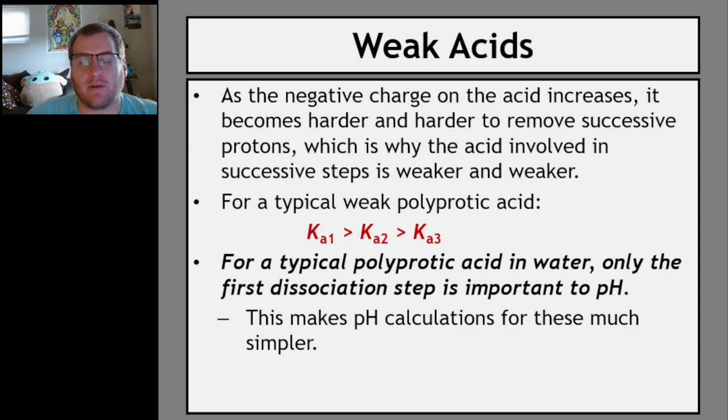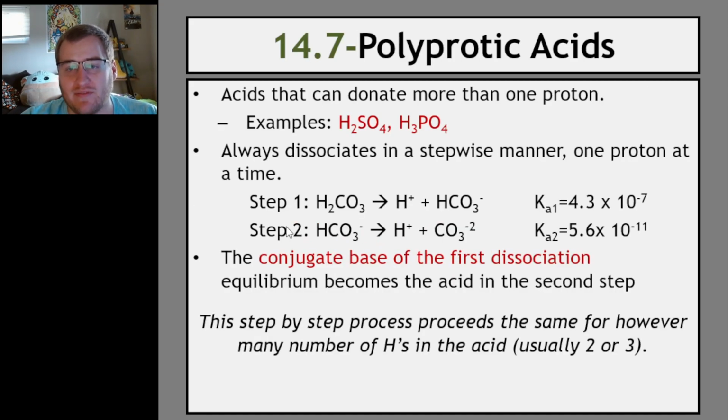Okay. Well, this looks like it'd be really annoying, and it can be, depending on if you want to calculate it all, but there's actually a shortcut we can use that makes it much simpler. As the negative charge of the acid increases, it becomes harder and harder to remove successive protons. So comparing these two back in this problem, in step 1 a lot more protons fell off. That's why Ka was a bigger number. Still a small number, but much bigger than Ka2. And each step, this number is going to get significantly smaller. It's going to get so small that 99.9% of my H plus ions in my solution just came from the first step.